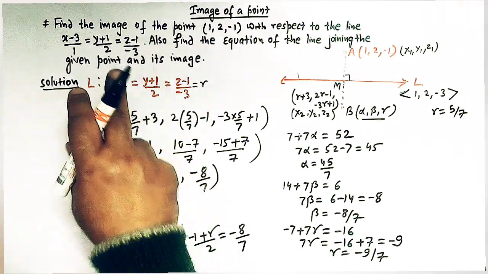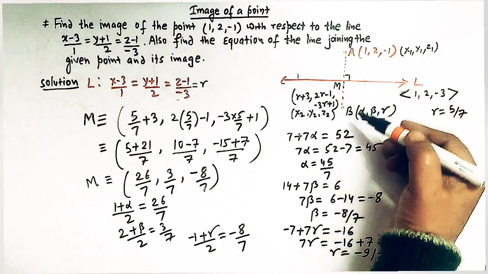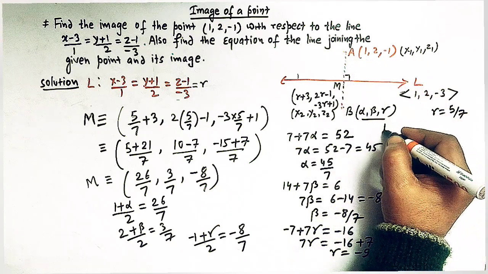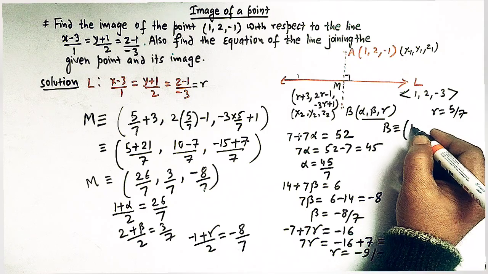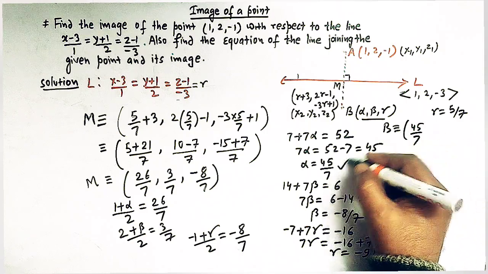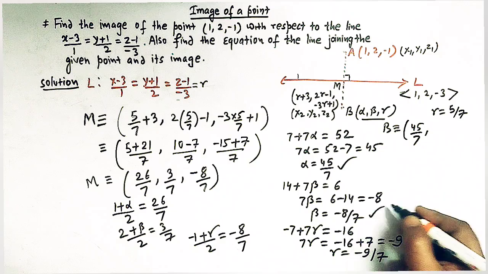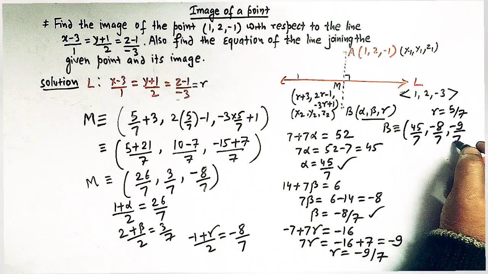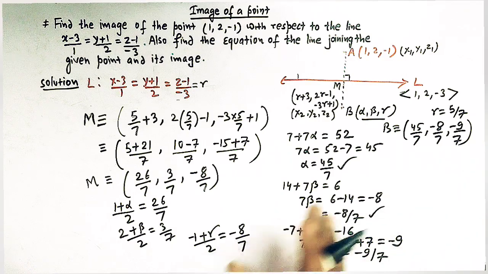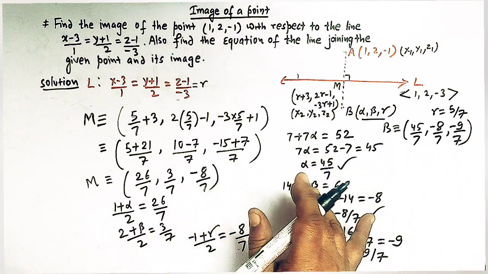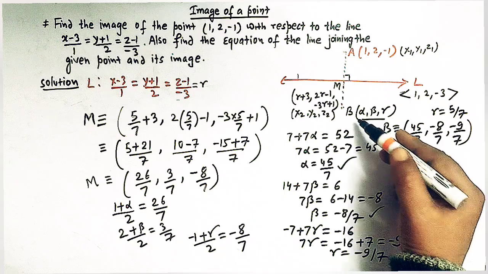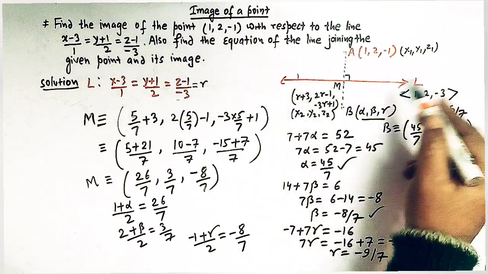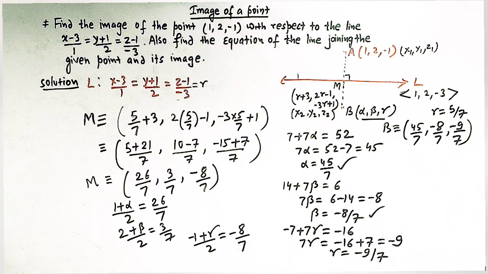So now the coordinates of this point B, which is the image of this point A, are given by 45 over 7, then we have minus 8 over 7, and then we have minus 9 over 7, right? So this is how we can find out the coordinates of the image of a point A with respect to a given line L.